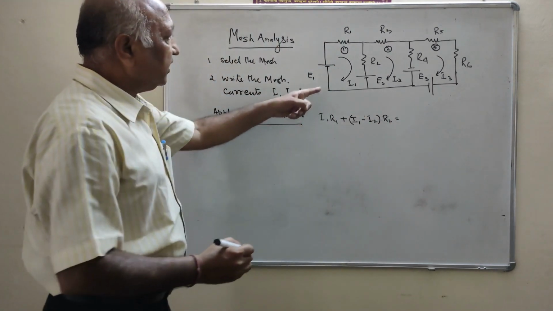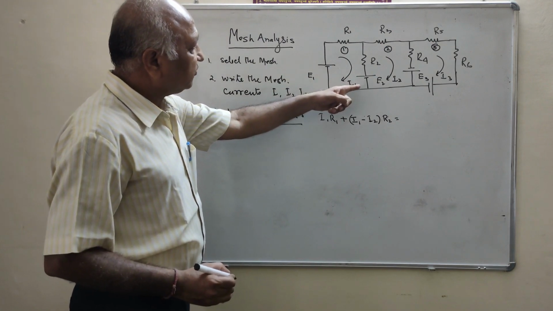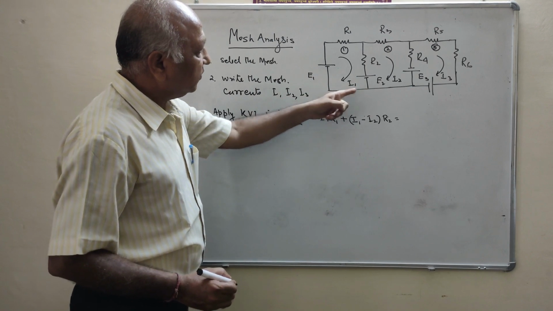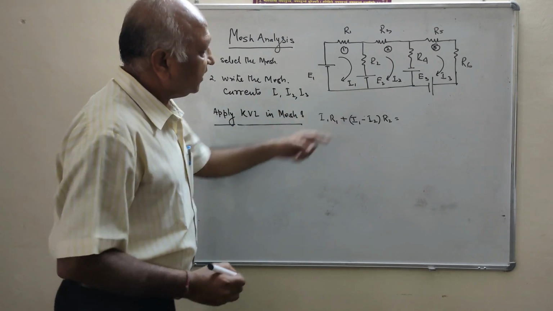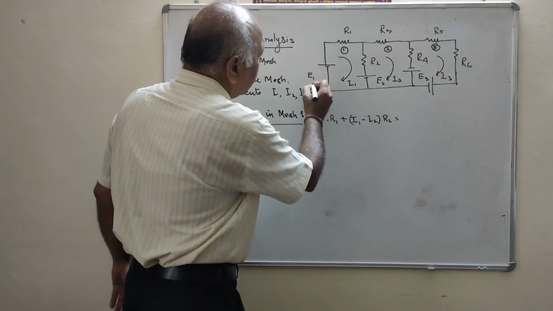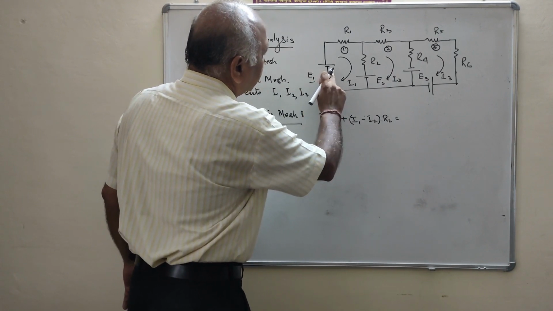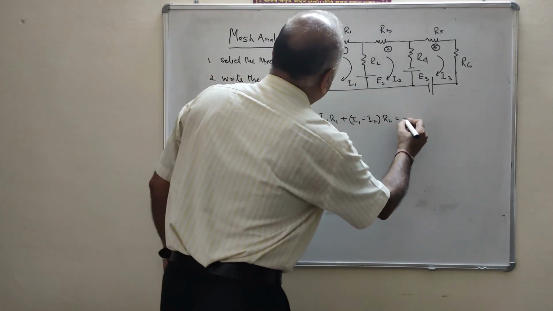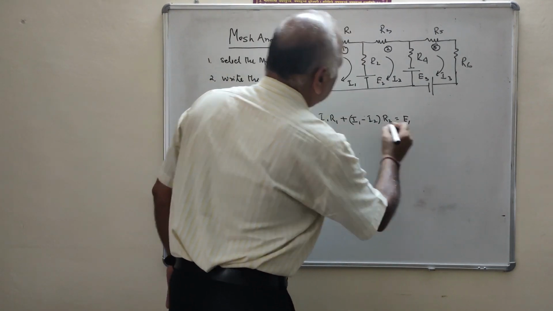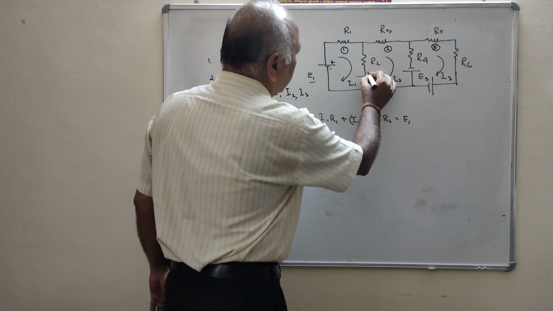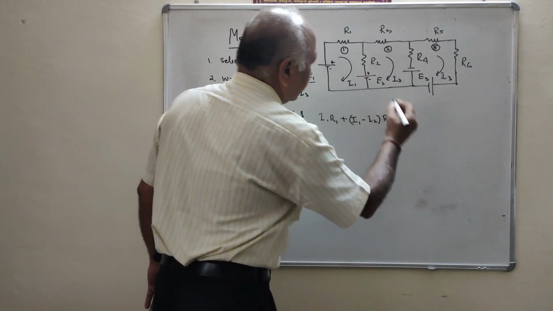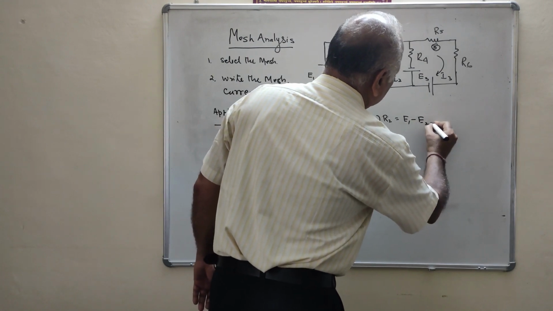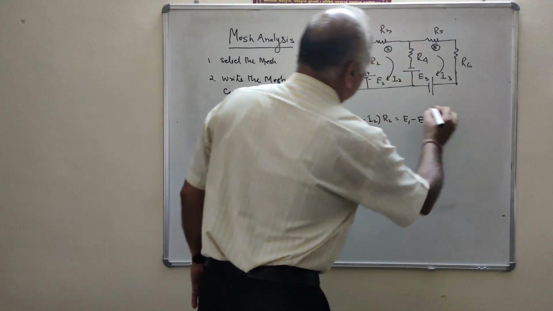Now the voltage sources. Here two voltage sources, E1 and E2. The mesh current is I1. Now you will see E1 is going from negative to positive. This is negative, this is positive, and it is written E1. Here the current is going from plus to minus, and it will be written as E1 minus I2. This is equation number 1.